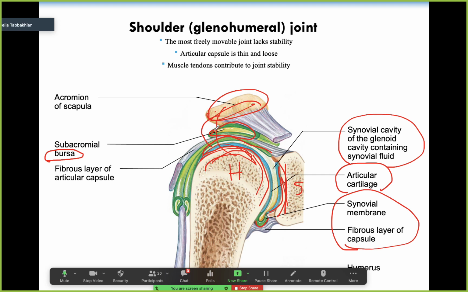So with that being said, you're going to see a bursa again in the knee joint and in the hip joint. So again, this is your shoulder joint, also called the glenohumeral joint.